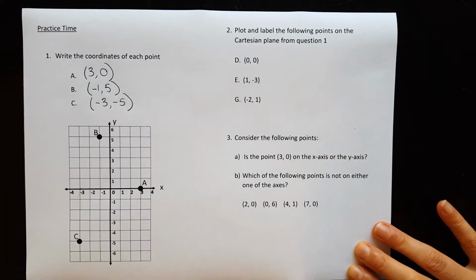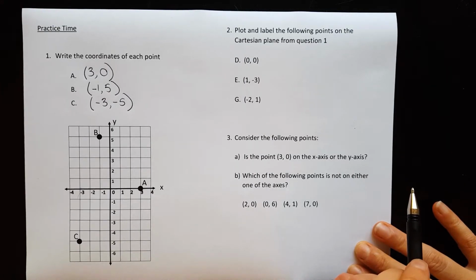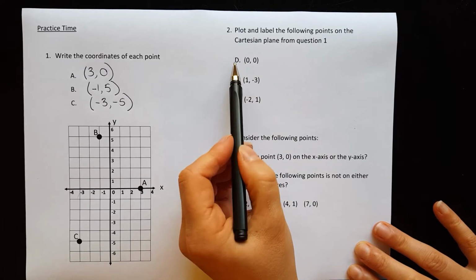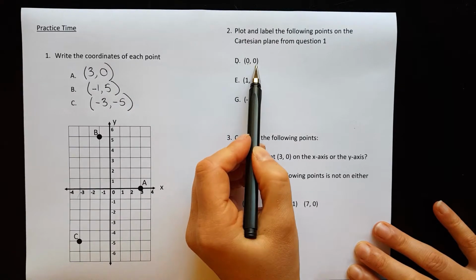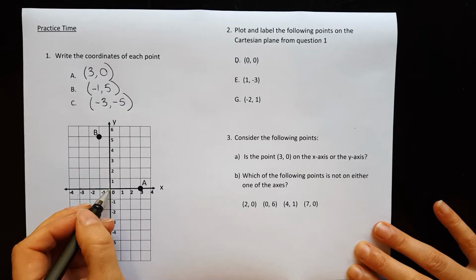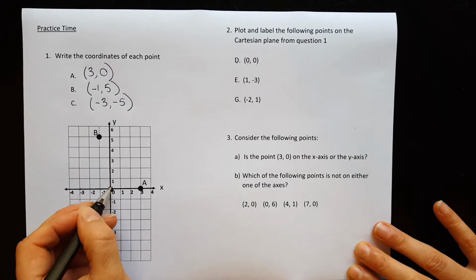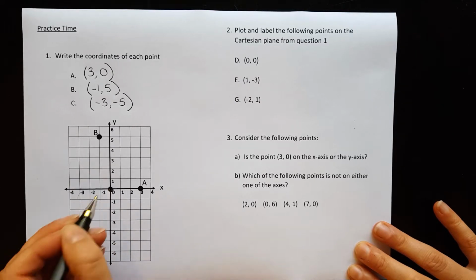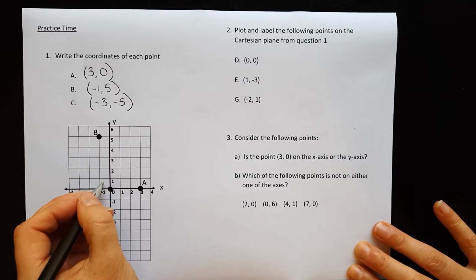All right, hopefully you got those answers. Question 2, plot and label the following points on the Cartesian plane from question 1. So first of all, we want to label the point 0, 0. Now, when x is 0 and y is 0, that means we are right here in the center of our Cartesian plane, which is called the origin.